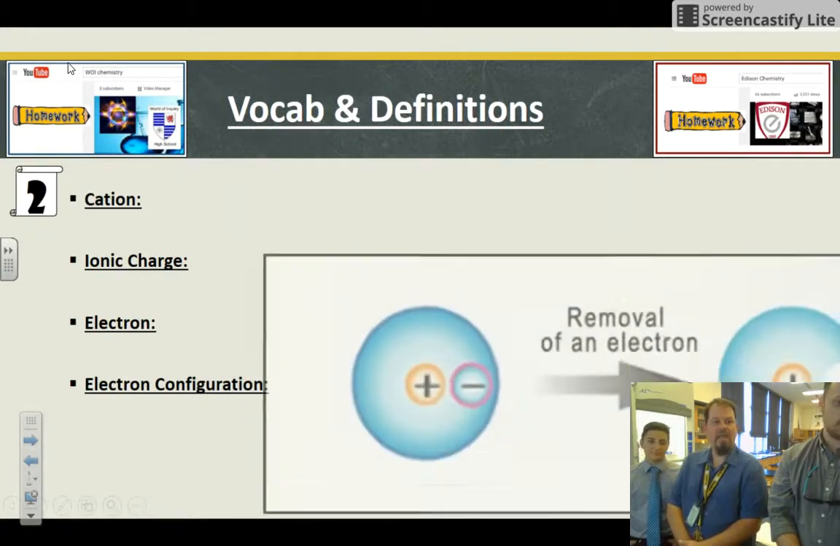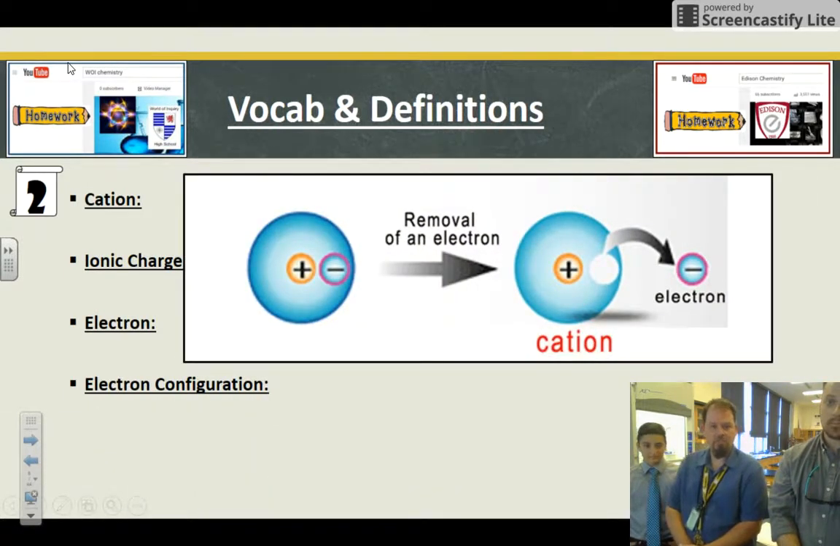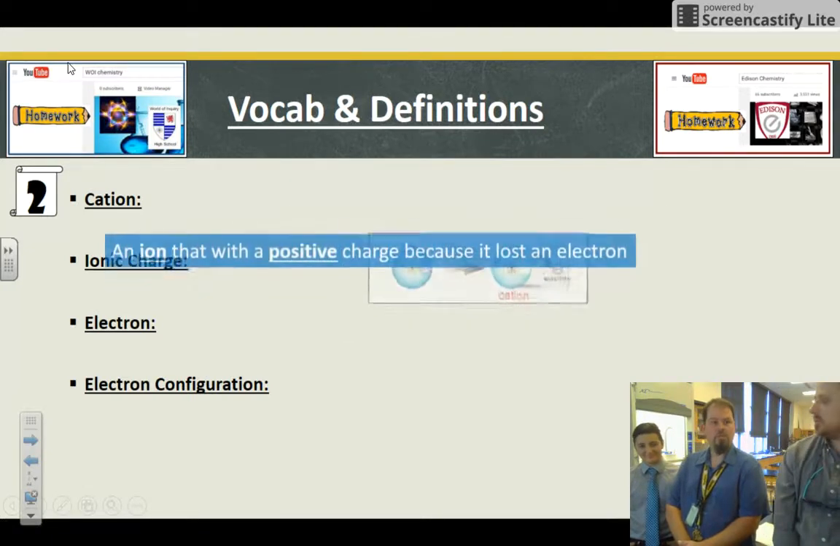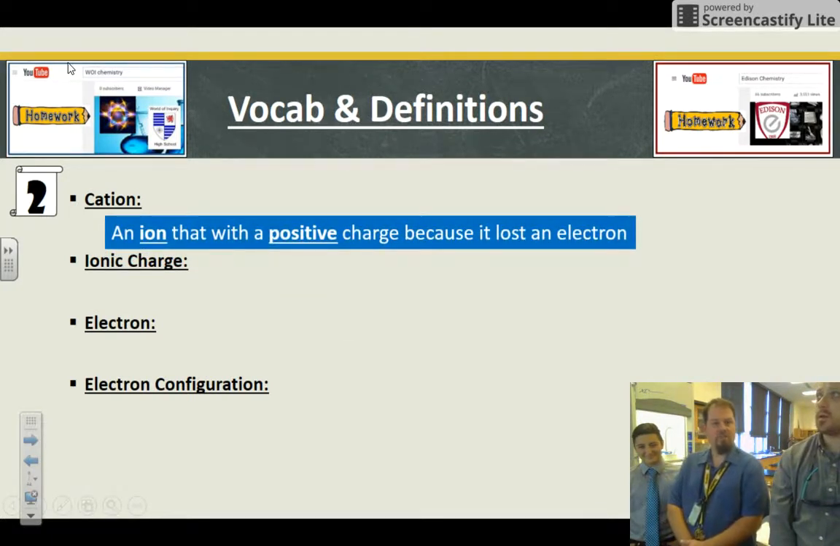This is called a cation. Similar picture to the anion, except here we see the electron is leaving us with just a plus. So that is a cation, a positive charge because it lost an electron. It lost a negative, and all that's left is the positives.